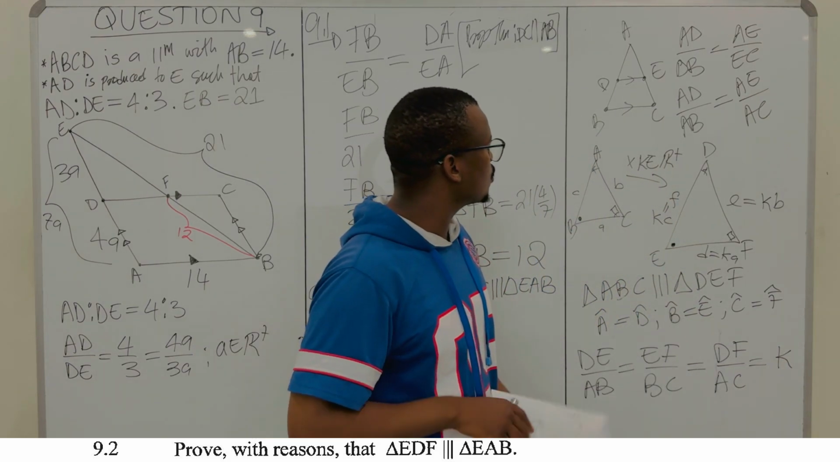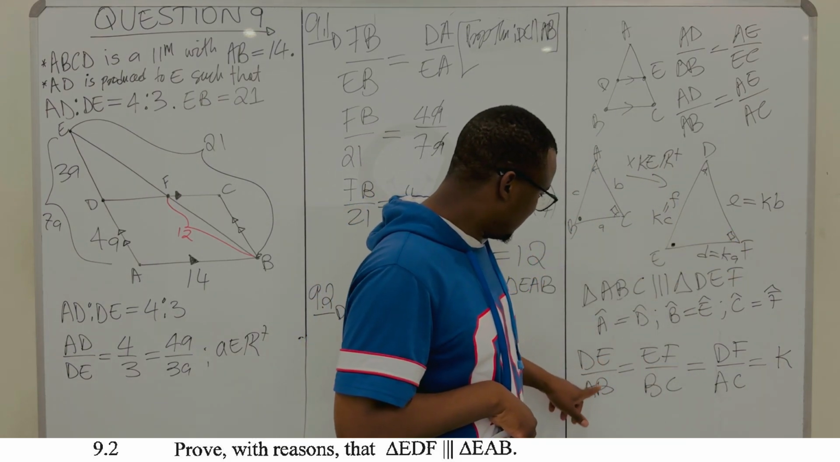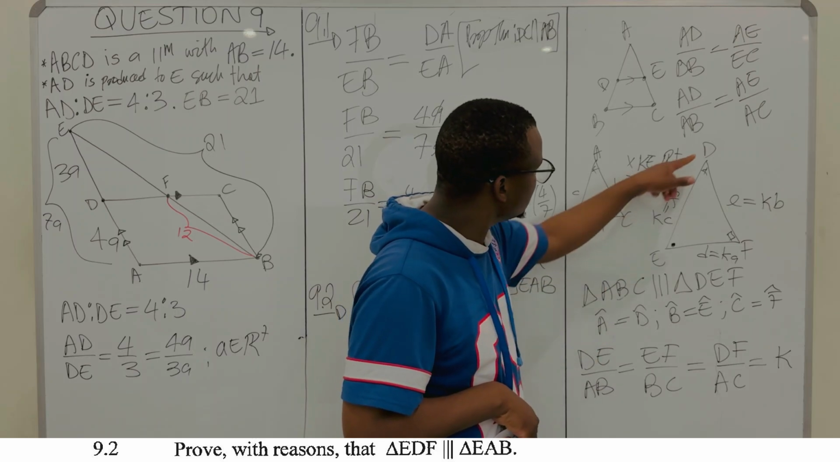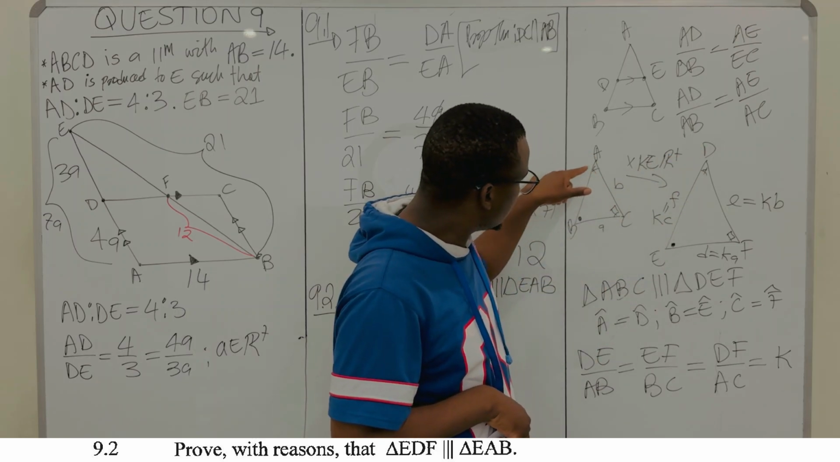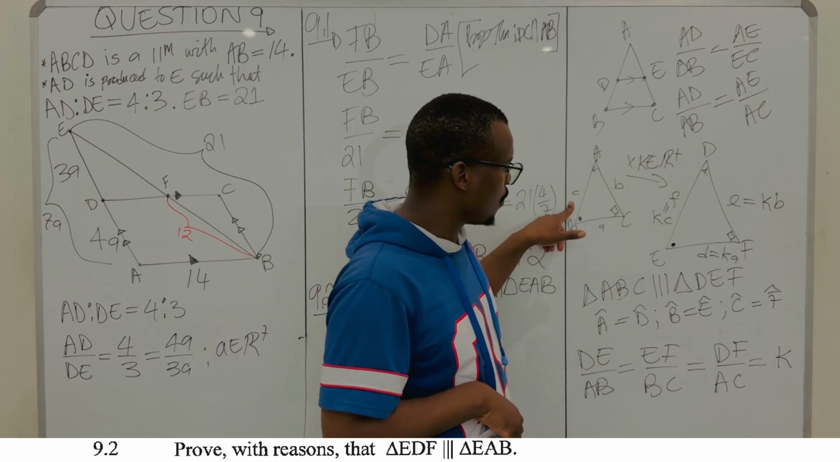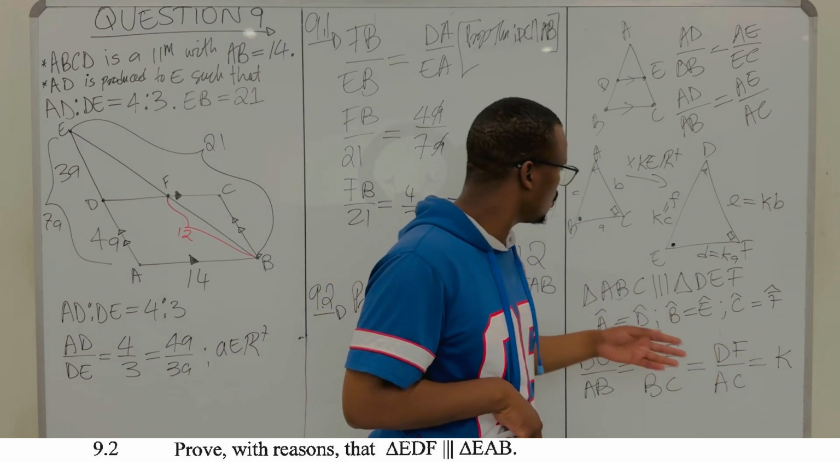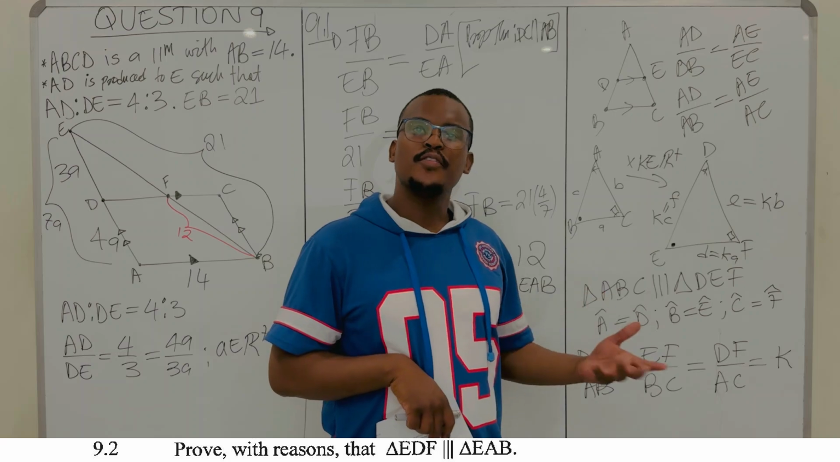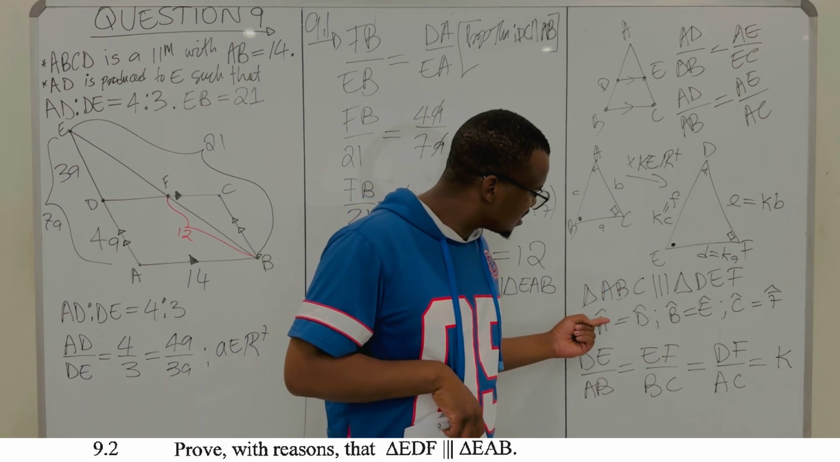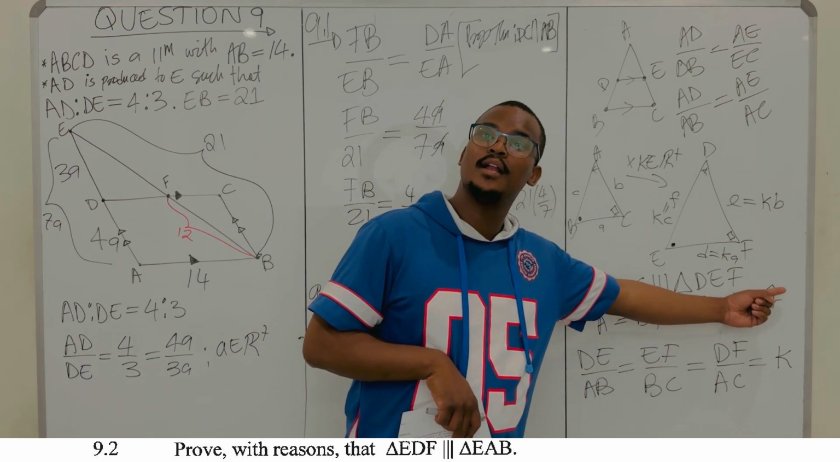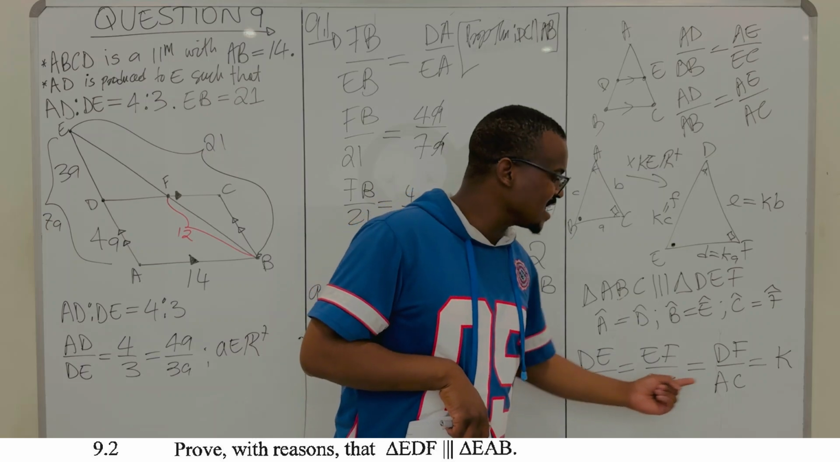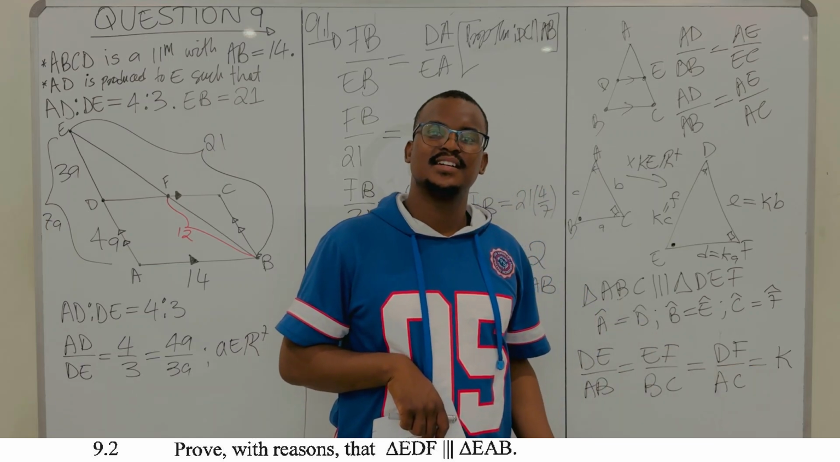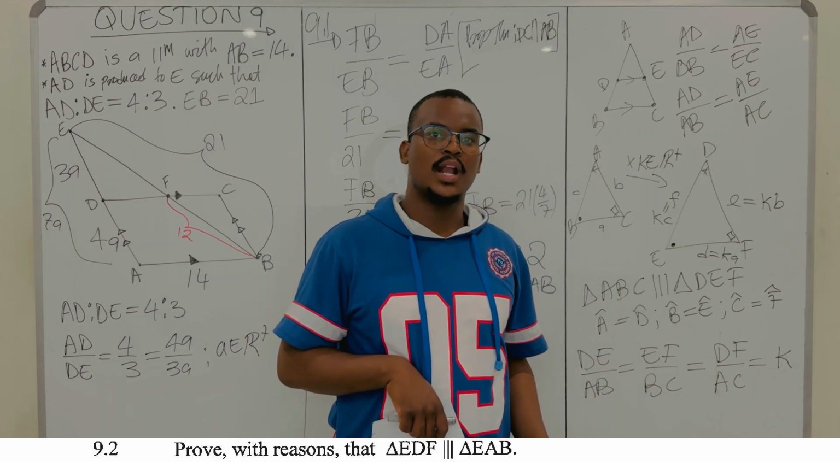All of them are equal to K because look, your DE over AB: your DE is KC over AB, which is C. The C and C will go away, so it's just equal to K. So to prove that they are similar, you either prove that the corresponding angles are all equal, or that the ratios of the corresponding sides of those triangles are equal.